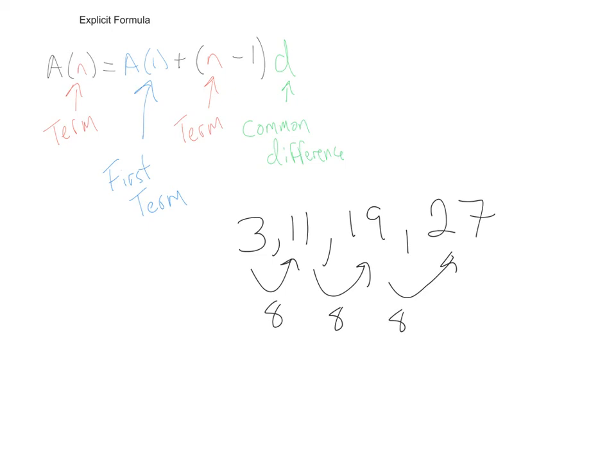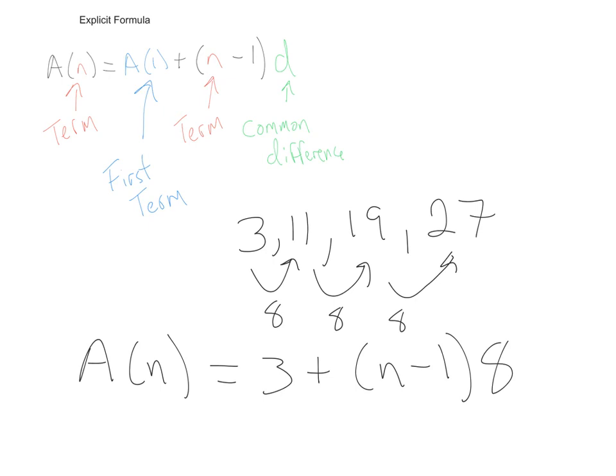So then I would say that the explicit formula would be this: any term in this sequence, a of n, is equal to the first term, 3, plus whatever term I'm looking for, n, minus 1, times 8. And there's your explicit formula. And that's how you would find the explicit formula of a sequence.